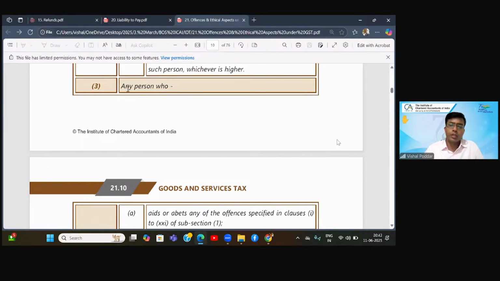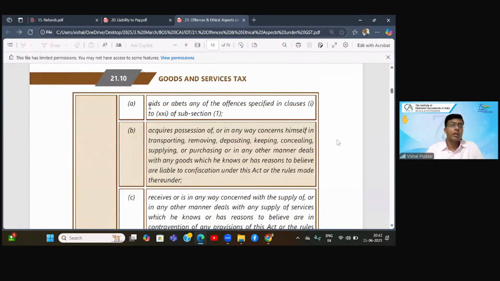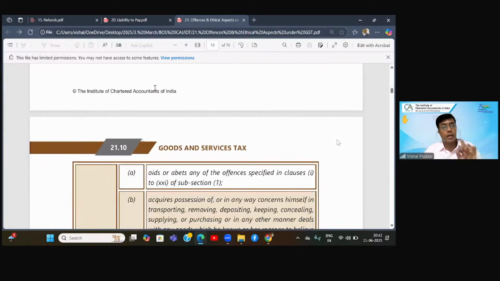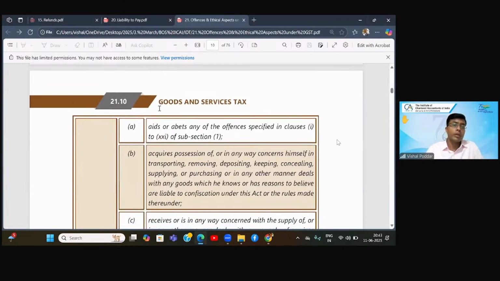Then comes subsection 3. It is again dealing with any person who either aids or abets any of the offenses which are specified in the above clauses. Now here this person can be any person, may not be a businessman. This subsection even covers consultants like us. So even we as consultants, tomorrow when you are consultants, have the risk of being classified here by the department. Why? What does it say?